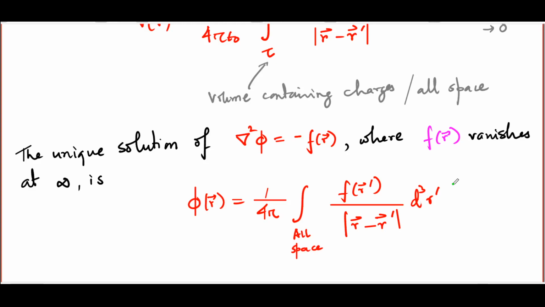So f of r prime vanishing at infinity is not enough to ensure that this particular integral converges. For that to happen, f of r prime has to vanish sufficiently fast. If it vanishes as r prime goes to infinity as fast as 1 over r prime square, then the convergence of this integral is guaranteed, and so we can truly say that you have a unique solution in this case.